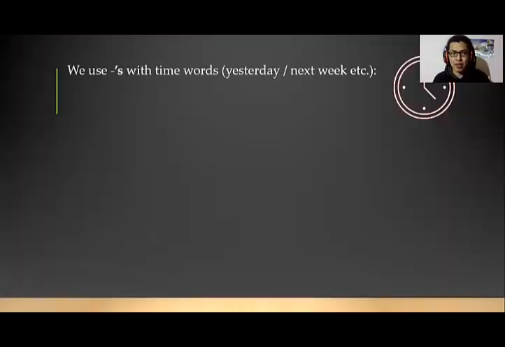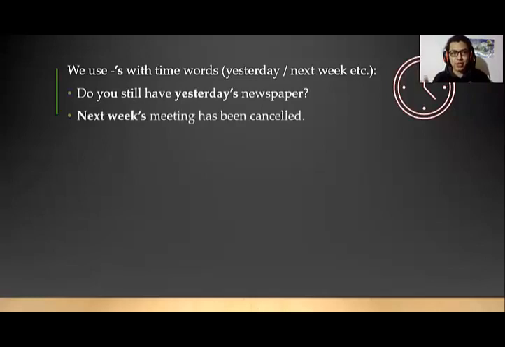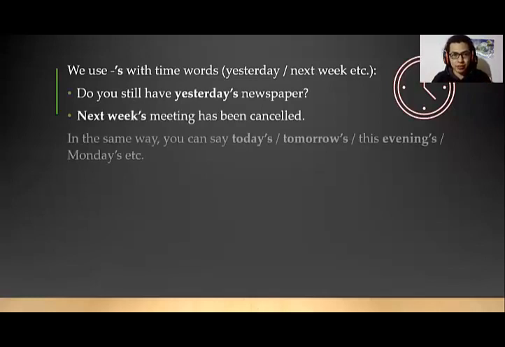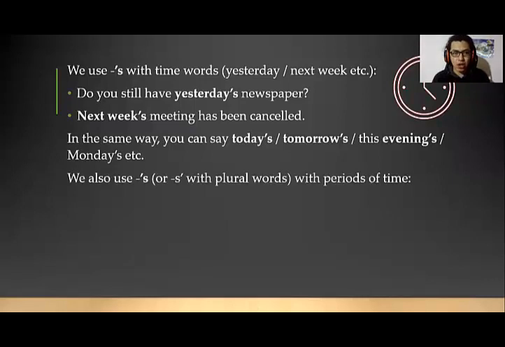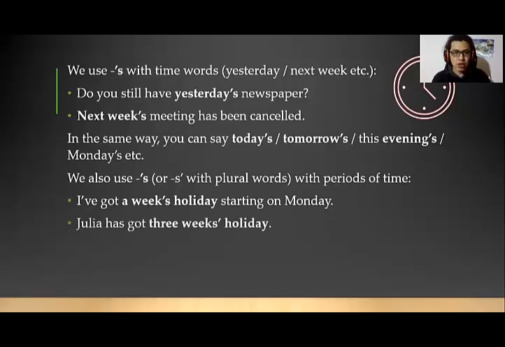We use apostrophe s with time words, yesterday, next week, etc. For example, do you still have yesterday's newspaper? Next week's meeting has been canceled. In the same way, we can use today's, tomorrow's, this evening's, Monday's, etc. We also use apostrophe s or s apostrophe with nouns of a period of time. For example, I've got a week's holiday starting on Monday. Julia has got three weeks' holiday.